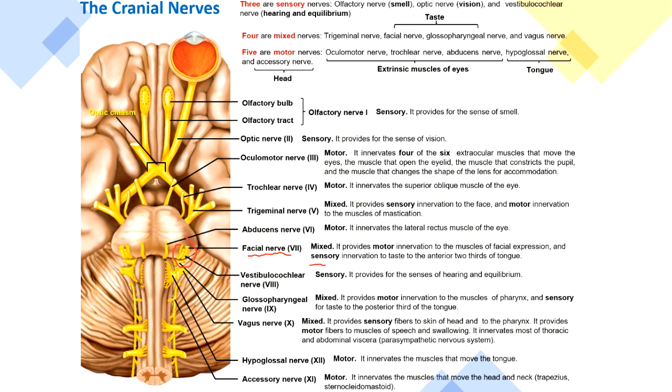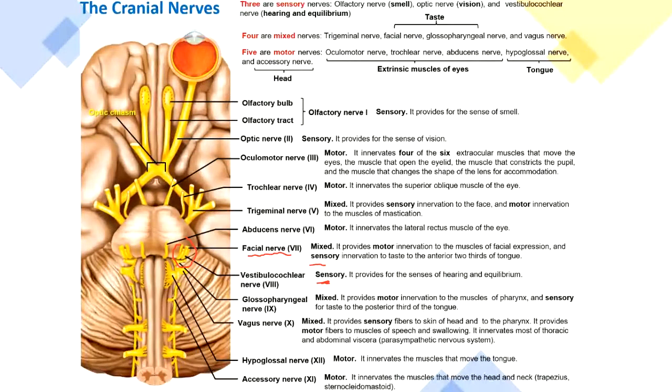Next is the vestibulocochlear nerve. This one is purely sensory. It just provides senses for hearing and equilibrium. Remember, the vestibule is in the ear and provides balance, and the cochlea is also in the ear and that provides hearing. So the vestibulocochlear nerve provides information about hearing and balance.